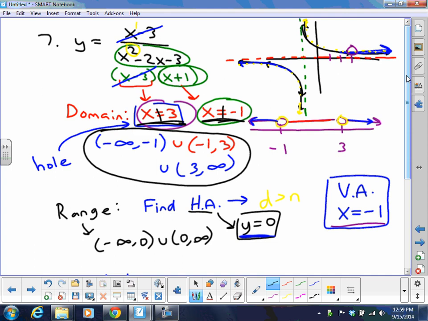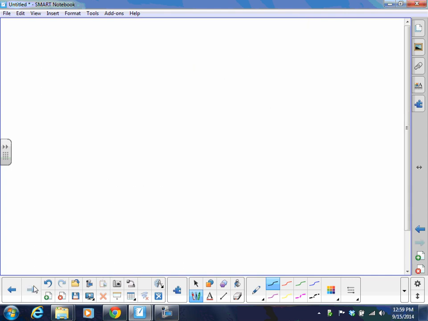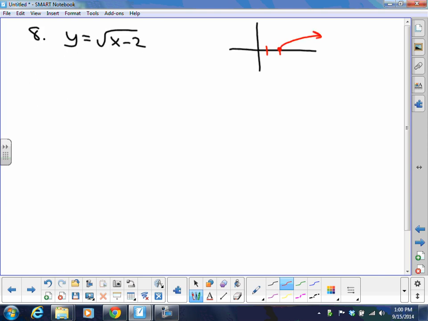Okay, number 8. This one's a radical function. y equals the square root of x minus 2. So again, to get a little visual going, you can use your calculator and verify, but it's going to start here. It's going to look like one of those things. So in this case, the domain, again, is what x values can you use? So we don't have a fraction, so I don't have a denominator to worry about, but I do have a radical symbol, and the rule for that is whatever you're taking the square root of has to be bigger than or equal to 0.